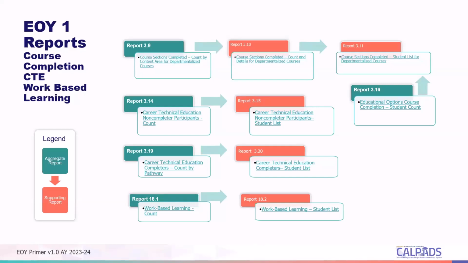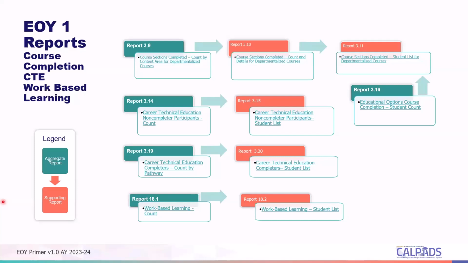Remember, the arrows show how reports link to other reports, and the reports in green are aggregate reports. These are reports that must be reviewed and verified in order to certify the end of year one data collection. And the reports in orange are supporting reports. These help you to interpret the aggregate reports and reconcile them with your student information system. And the arrows show you which supporting reports support which aggregate reports. So with these arrows, report 3.15 supports report 3.14, report 3.20 supports report 3.19, and so on.